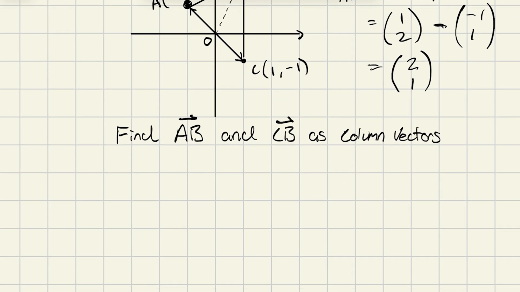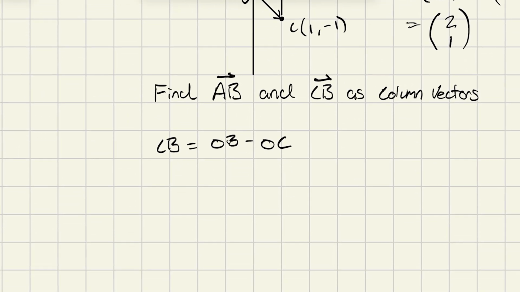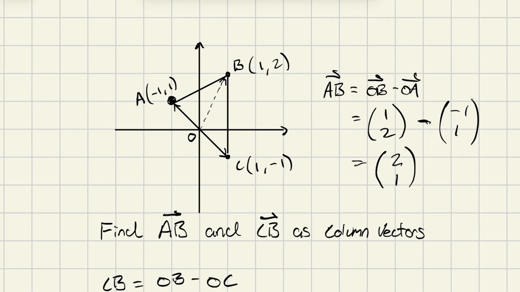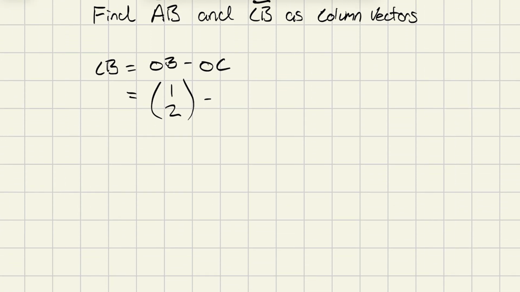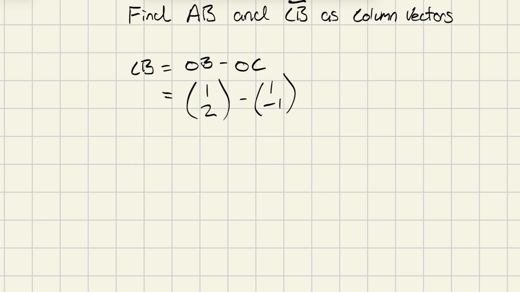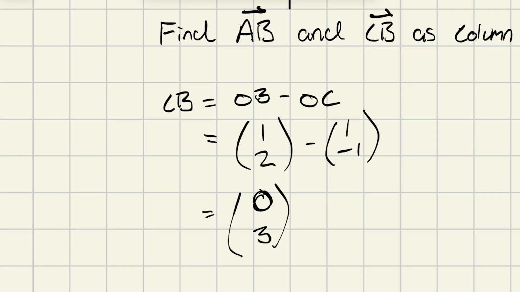So if we just use our same formula again, CB equals OB minus OC, we can write these as column vectors. So OB is 1 and 2. And OC is 1 and minus 1. Now you just minus the components. So we have 1 minus 1, which is 0. Now we have 2 minus minus 1. So there's a double negative there, so it's an addition. So we have 0 and 2 minus minus 1, which is 3. And that's our answer for the question.